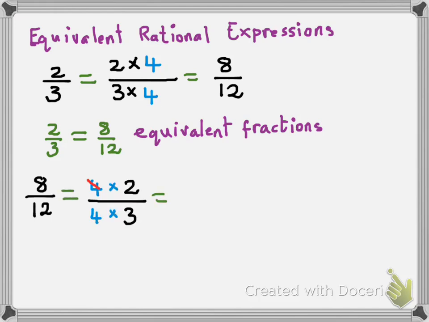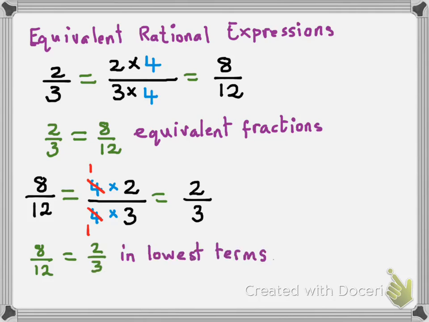You can also reverse this. You can go from 8/12 back to 2/3. All you have to do is take your 8/12 and recognize that 8 and 12 have a common factor. The greatest common factor of 8 and 12 is 4. So if you divide the numerator and denominator by 4, you will get 2/3. Therefore, you will say that 8/12 is the same thing as 2/3. And 2/3 will be said to be in lowest terms.